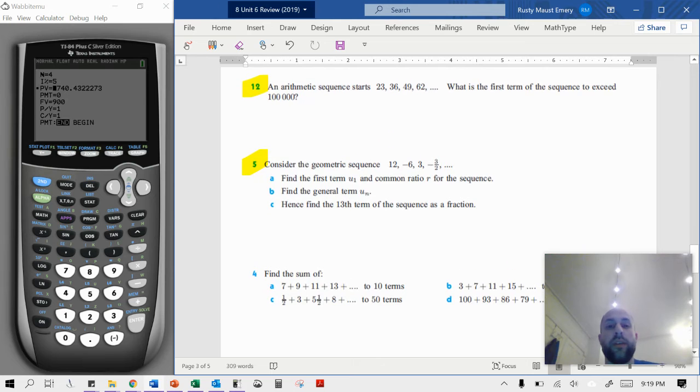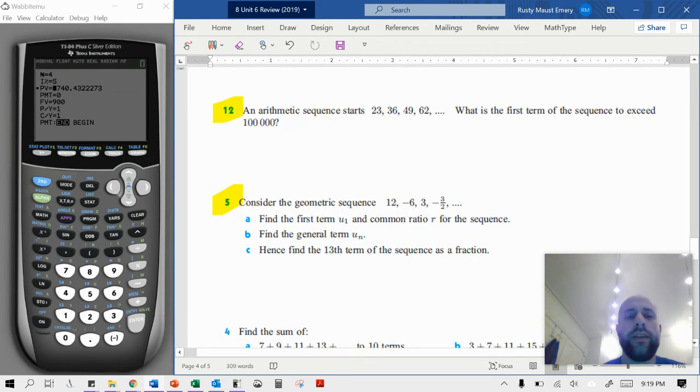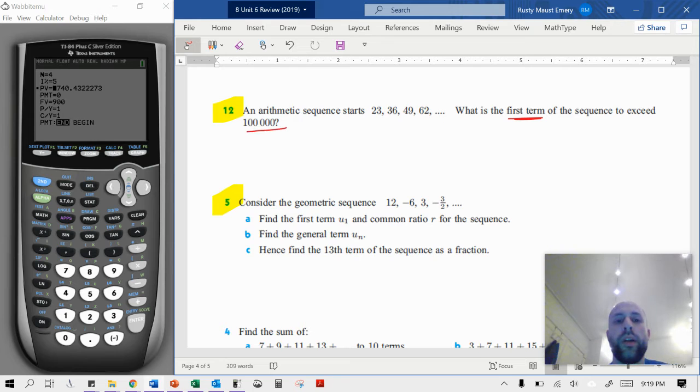Let's move on to a little bit of sequence series stuff. In number 12, you can see highlighted, I have an arithmetic sequence. Arithmetic sequence starts 23, 36, 49, 62. What is the first term of the sequence to exceed 100,000? Okay, so this is where we want our calculator to maybe do a little work here for us.